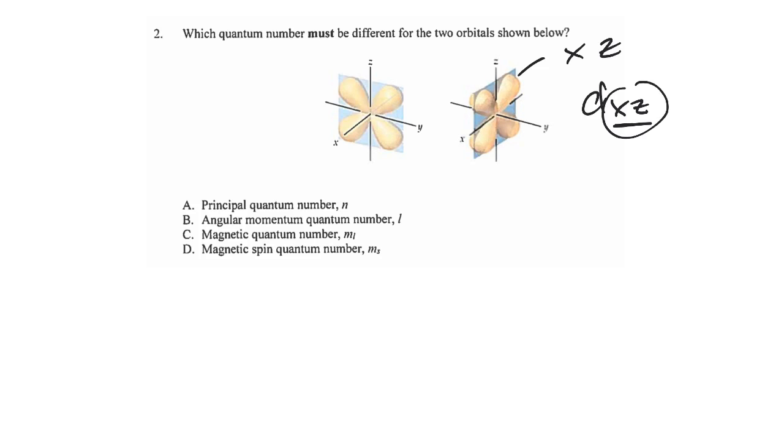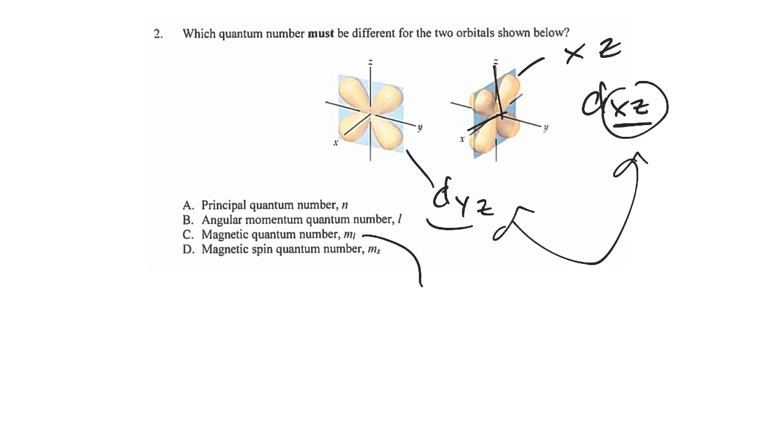It's because it's intersecting the axes. And then the other one looks like it's in the YZ plane. So that's the dyz. That's really not part of the problem per se, but we just have 2 different d orbitals shown here. And so what must be different for these orbitals is they must have a different magnetic quantum number. These are orbitals that have the same n and the same l, hence they're in the same subshell. So they must differ in their magnetic quantum numbers.